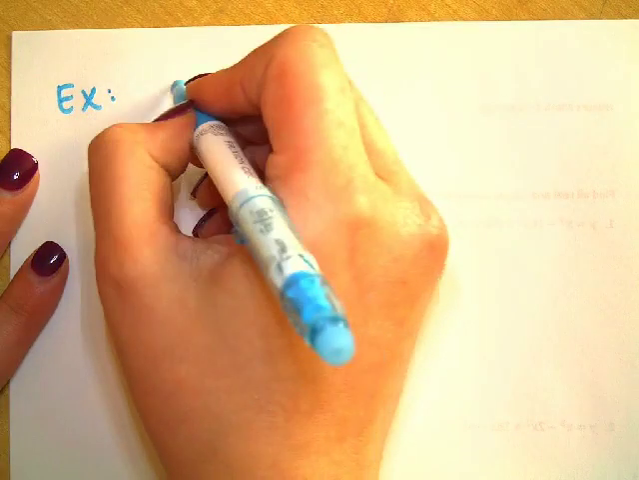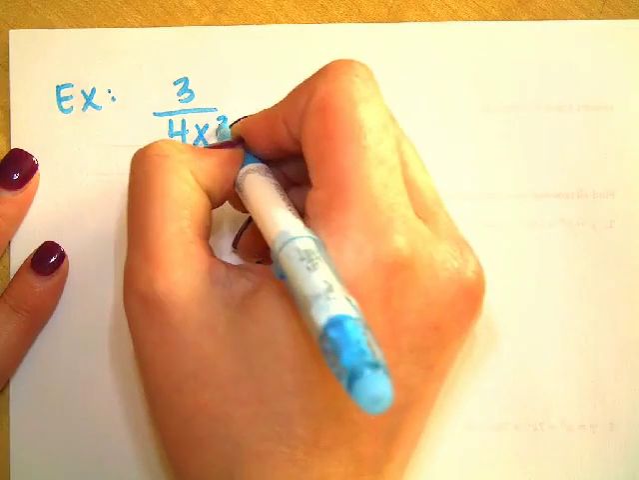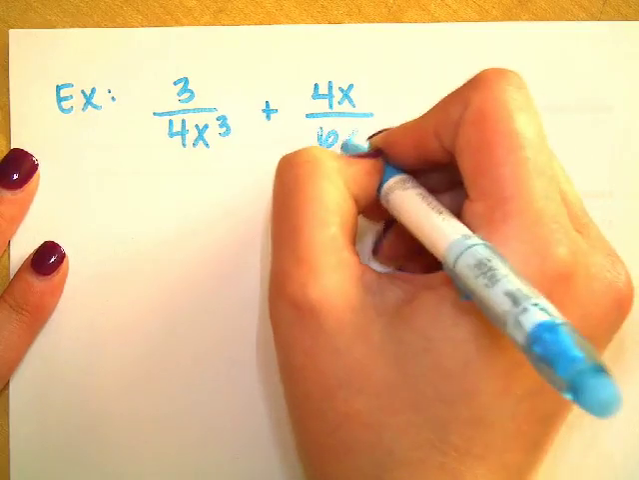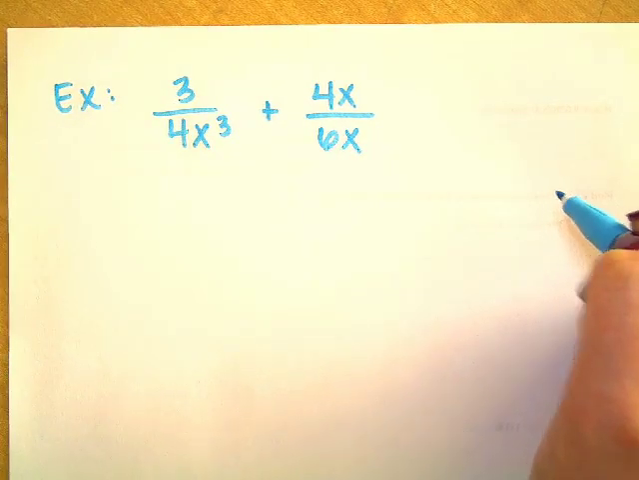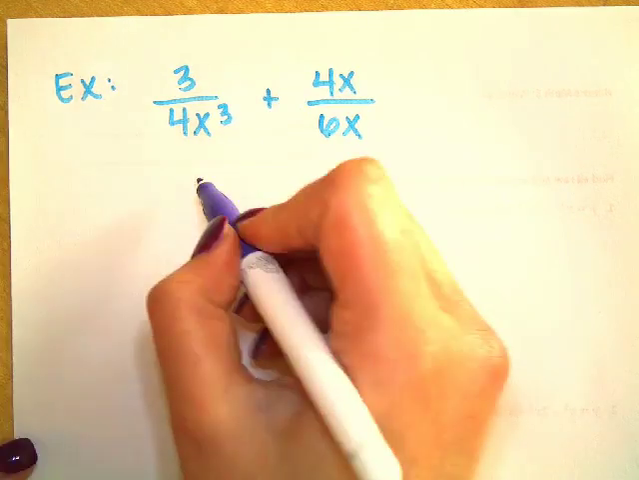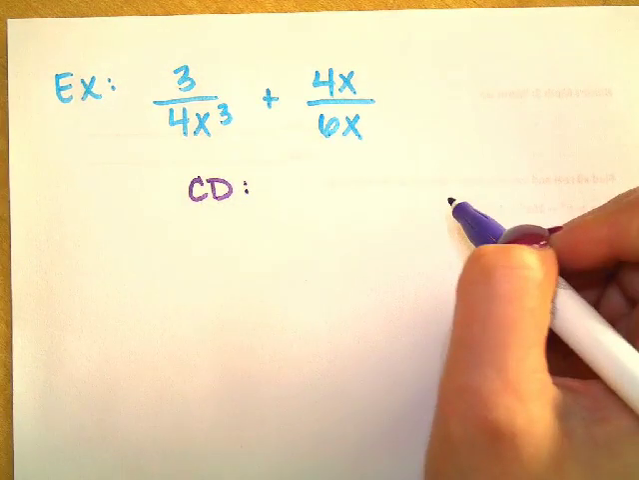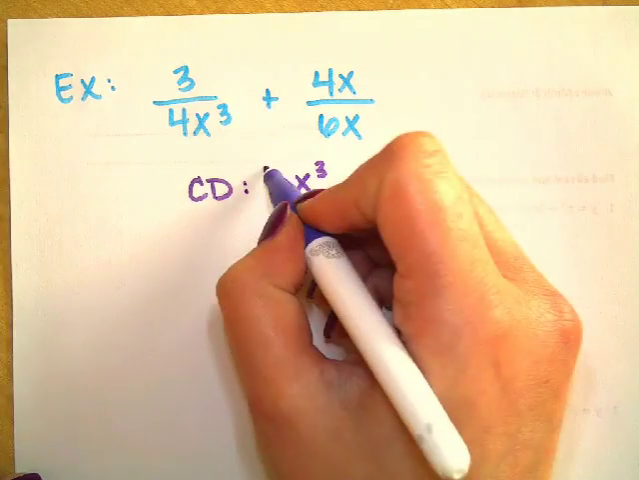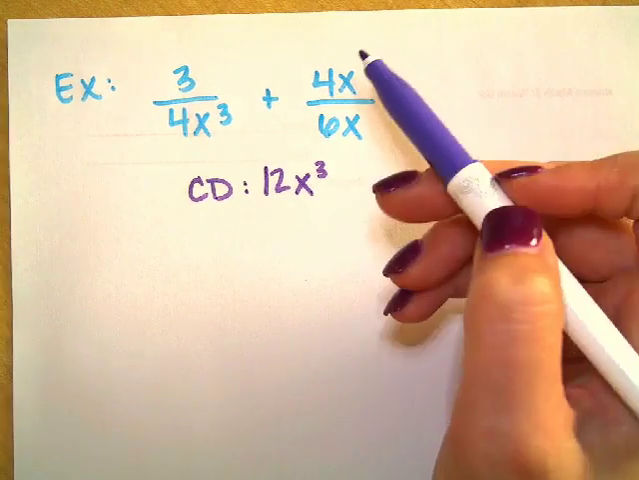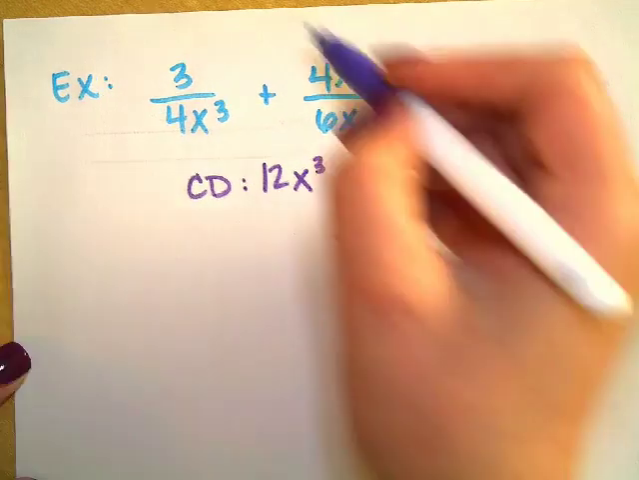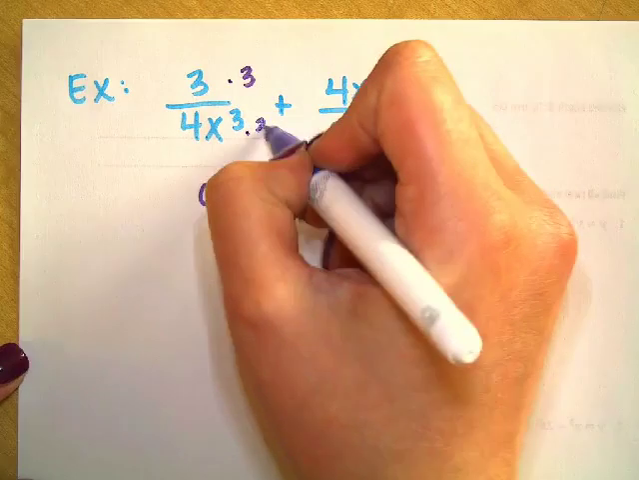We're going to have 3 over 4x to the third plus 4x over 6x. And so we have to figure out what our common denominator would be. So anyone? I agree with the x to the third. 12x to the third. Okay, so the first fraction has 4x to the third, so what does it need? 3. So 3 on top, 3 on bottom.